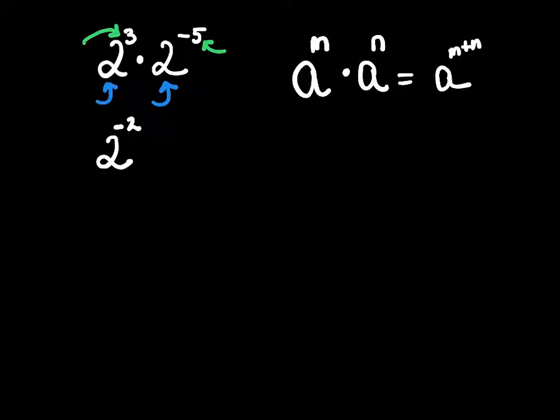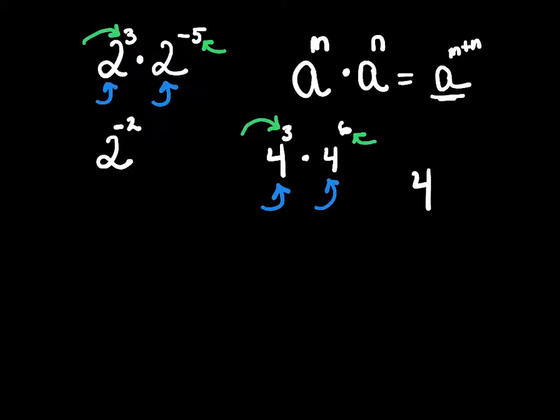Okay, let's try another example. What if we have 4 to the third times 4 to the sixth? Again, note that our bases are the same, 4 and 4. They are being multiplied, and we have these exponents up here. So 4 is our a part, and our exponents are our m plus n, so we have 3 plus 6 is 9. So our answer is 4 to the 9th.